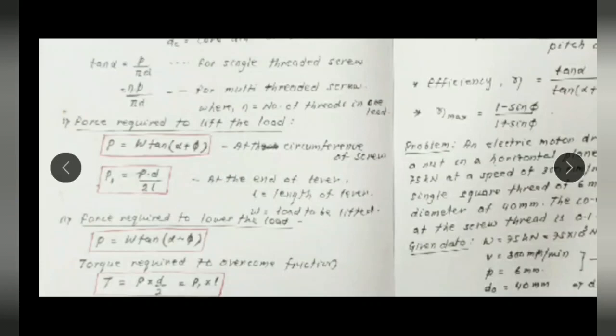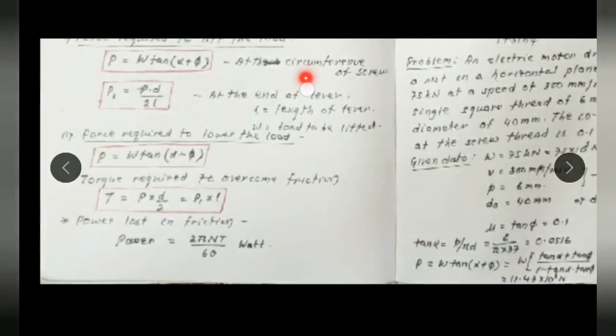But sometimes the screw jack is operated using a lever. Then what is the force required to lift the load at the end of the lever, where L is the length of the lever? In that case, let P1 be the force required at the end of the lever. P1 equals P into D by 2L, where P equals force required at the circumference of the screw, D equals diameter of the screw, and L is the length of the lever.